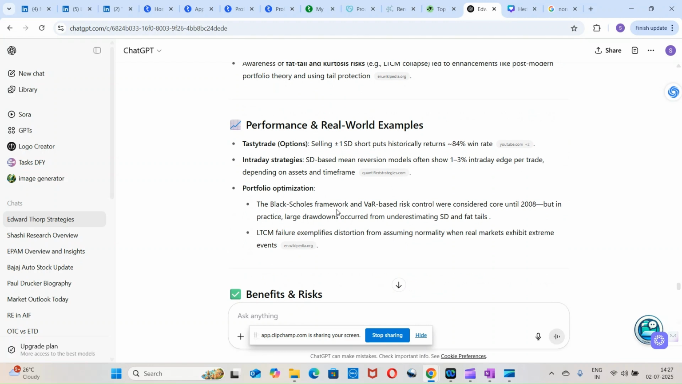Performance and real world examples: Tasty Trade, which is a company in options selling. What they say is, if you sell one standard deviation short call or put, historically the win rate is 84%. As I told you, it is 68% because of normal distribution, and due to premium, it increases to 84%.